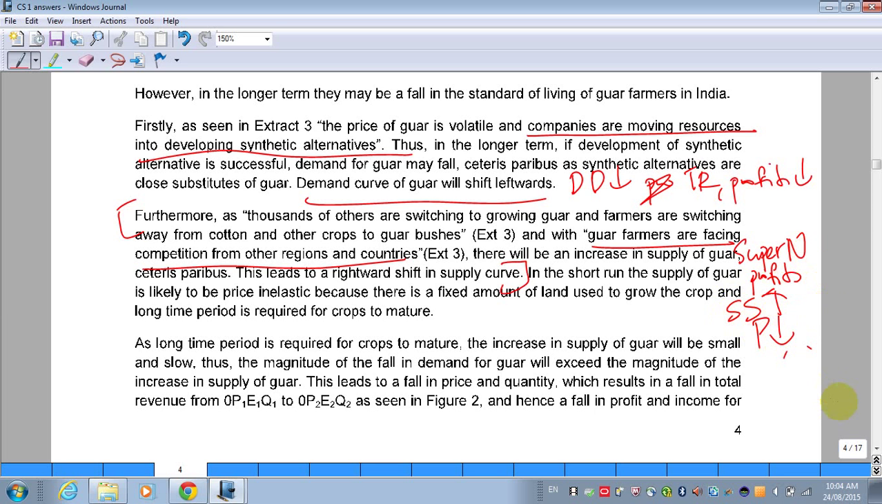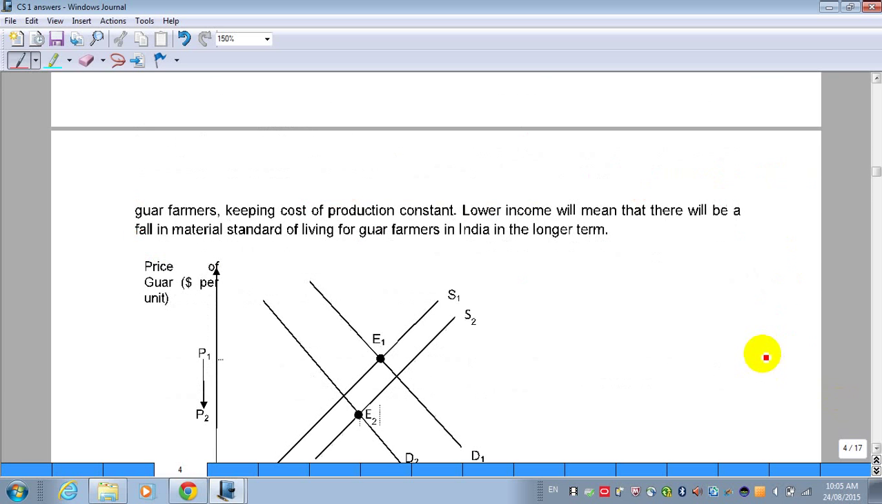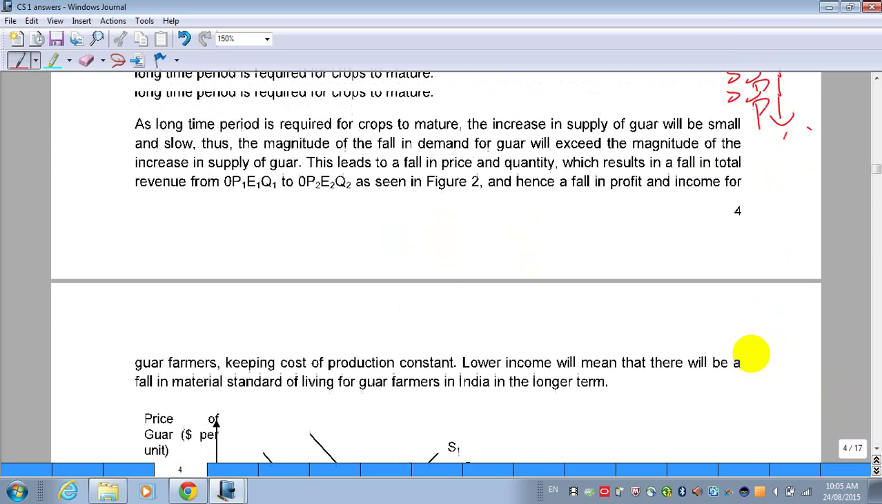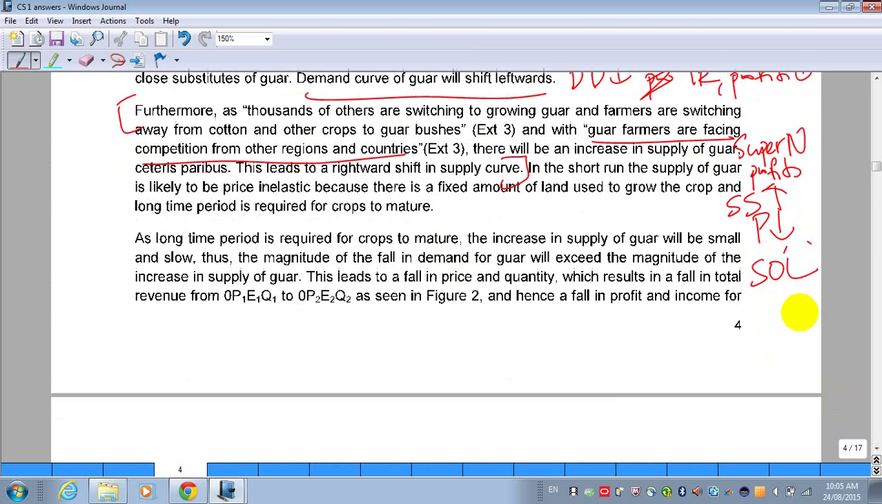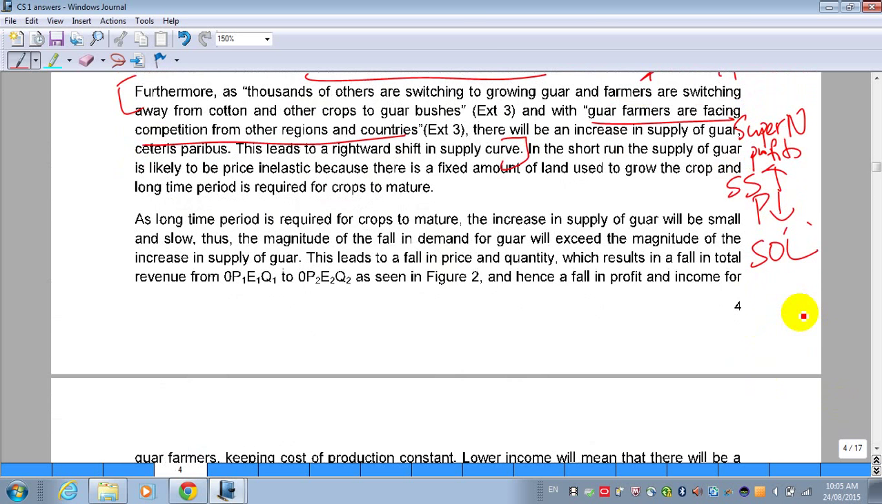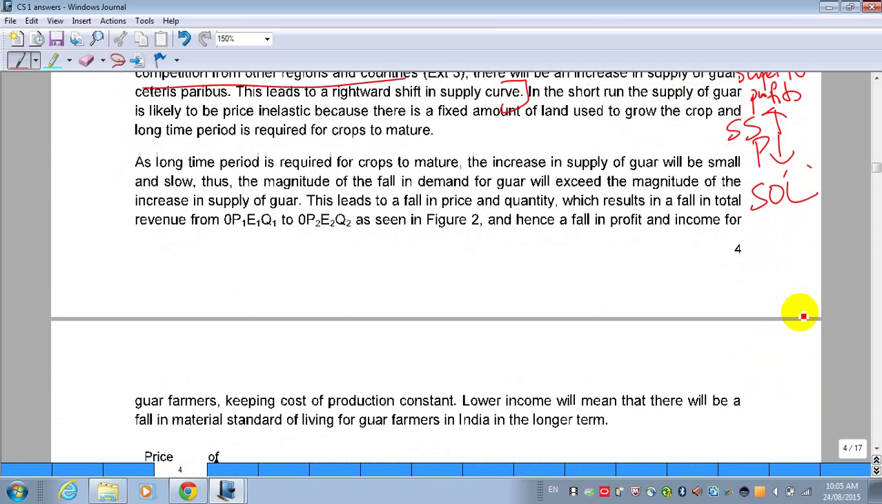Okay, so what happens is that you can tell me as the price falls, they will make less profits as well. Okay, and therefore you link back to the SOL. Okay, link back to the SOL. Okay, the analysis here is a bit more challenging.